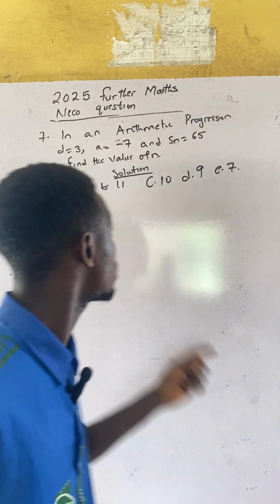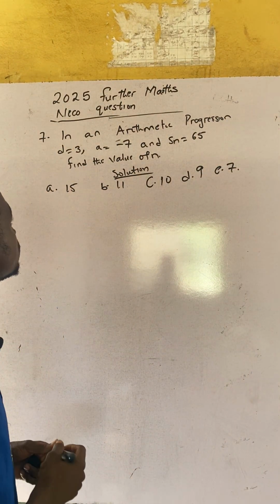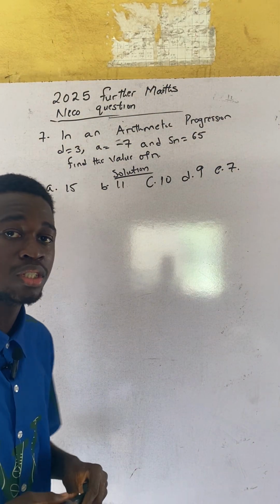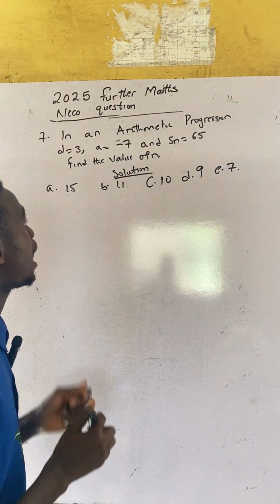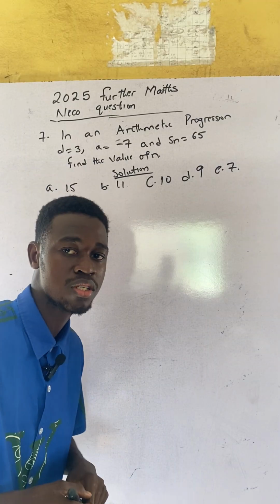Welcome back. Today we are solving a 2025 Further Maths NECO question. Objective number 7 says, in an arithmetic progression, the common difference is 3, the first term is minus 7, and the Sn is equal to 65.